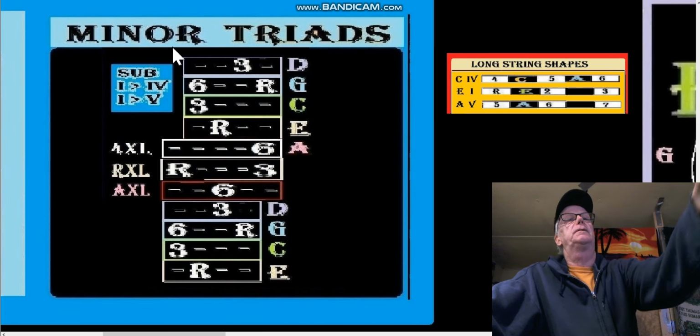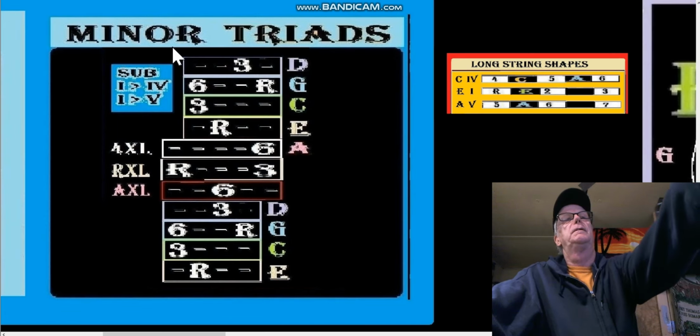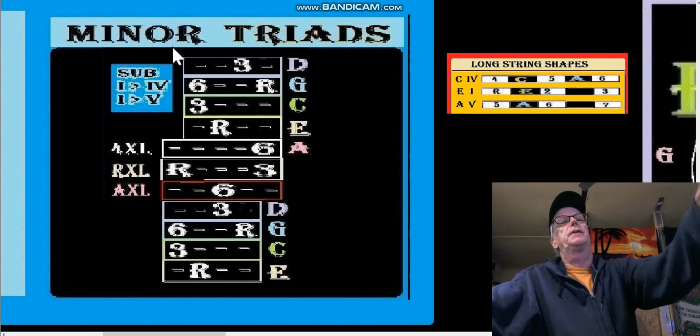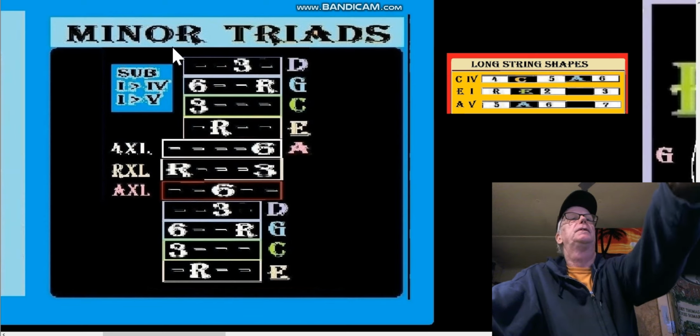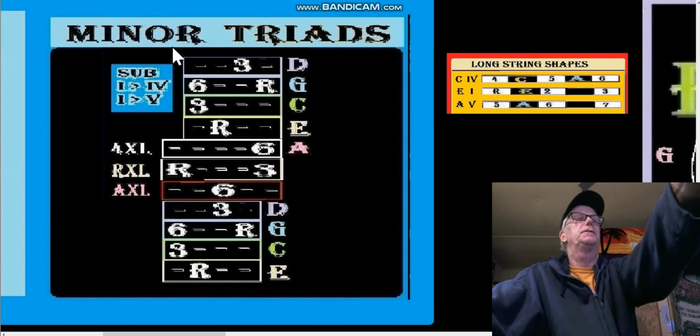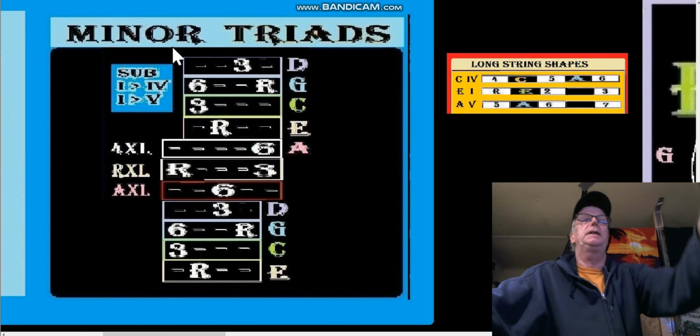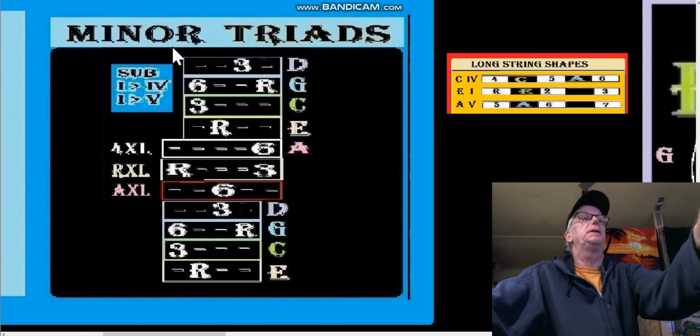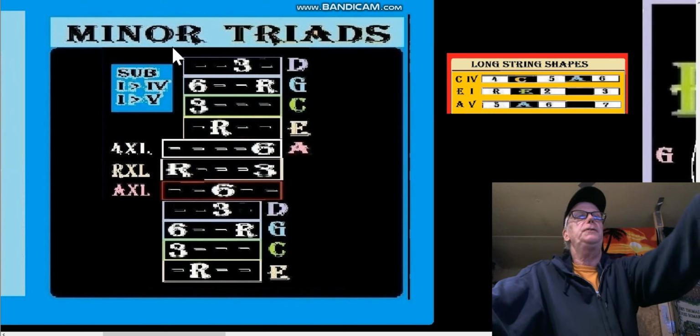Okay, go down. There's the half diminished seventh. There's the F sharp minor. Key of E, it would be C sharp minor.